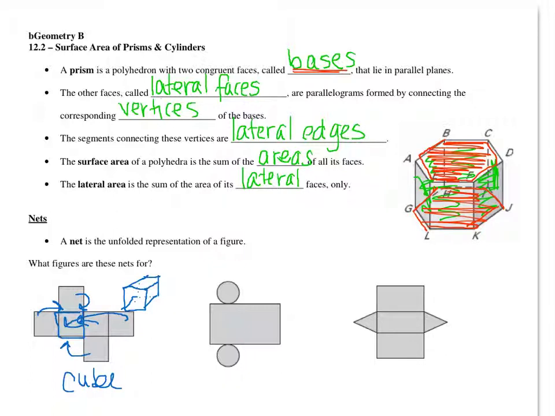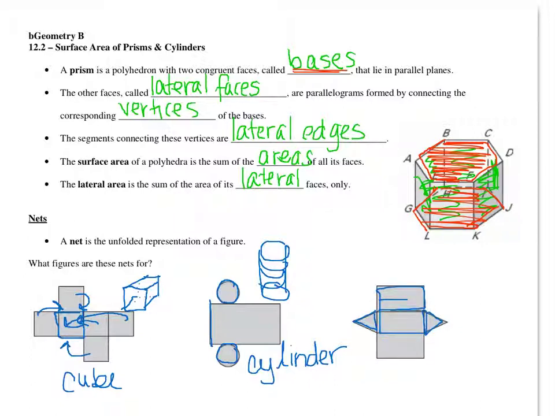The next one, these are going to actually be my two bases, and this is going to come around. So I'm going to have two bases, and then they're going to come around the outside like that. So this is going to be a cylinder. And this one, here, these would be my two bases. And then these three pieces right here would be my lateral edges, or my lateral faces. And if I fold that up, that's going to be a triangular prism.